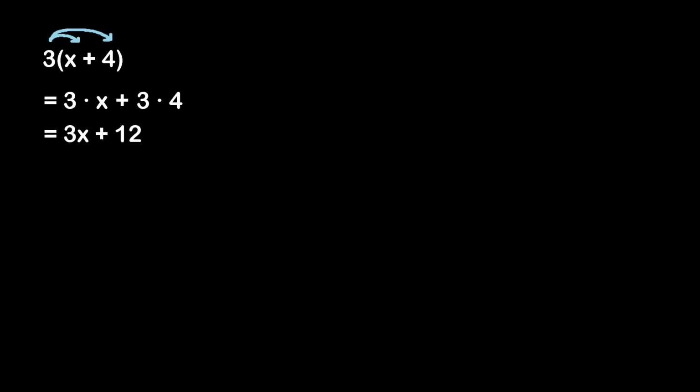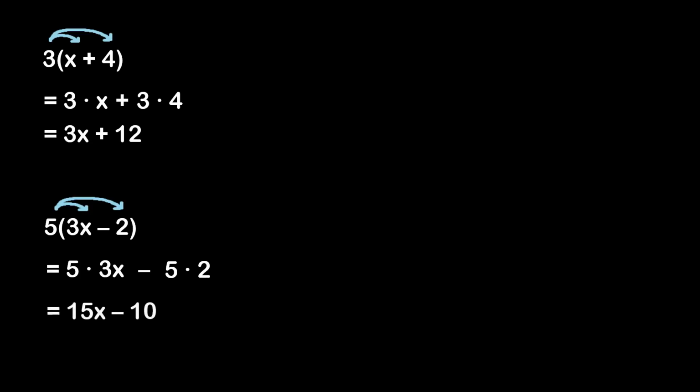Okay, similarly with 5 times 3x minus 2, again we will distribute the 5 to every term in the brackets. That will give us 5 times 3x minus 5 times 2. 5 times 3x is 15x and 5 times 2 is 10. So that will give us 15x minus 10. And again, I'll include some color coding to help you better visualize it. Okay, so that is how distributing works. If you have a number in front of the brackets, you multiply every term inside of the brackets by that number. So how does factoring work?